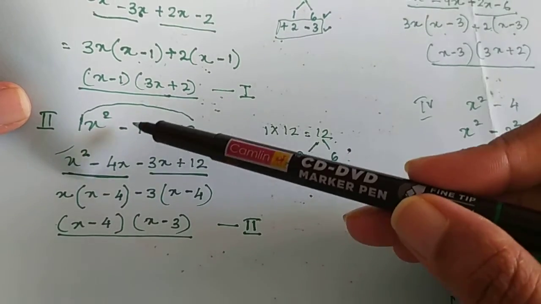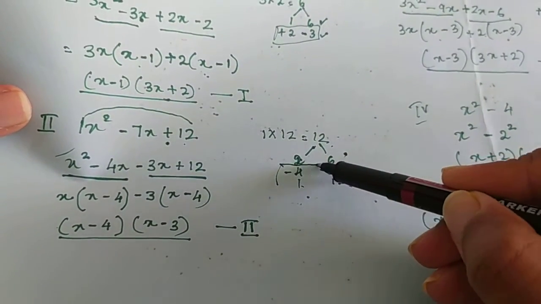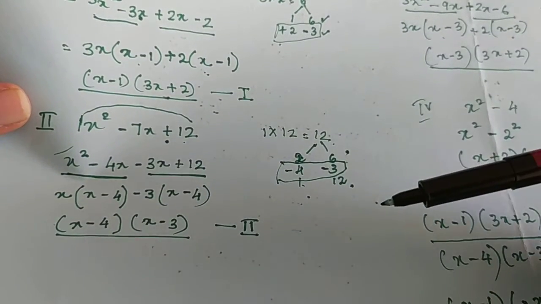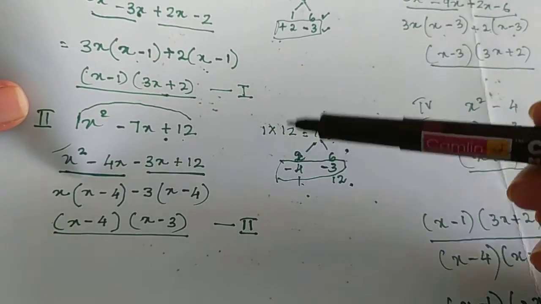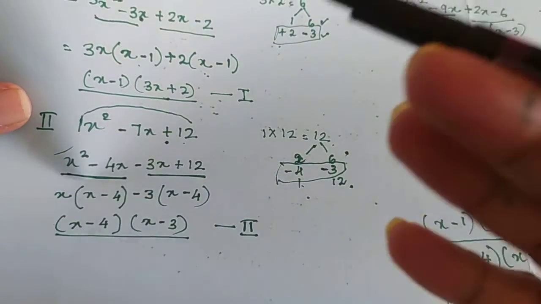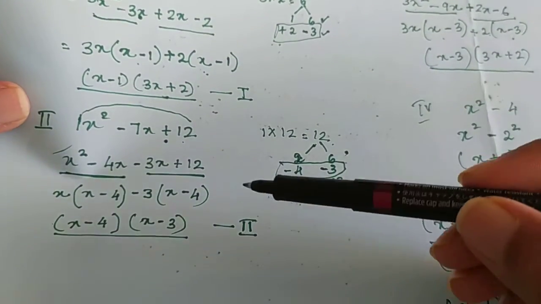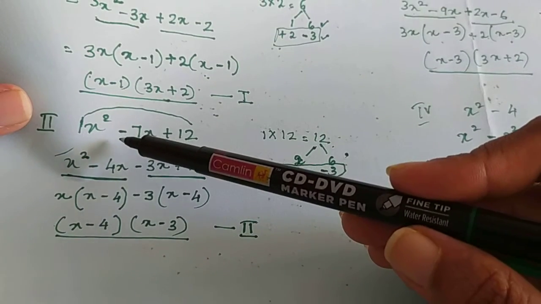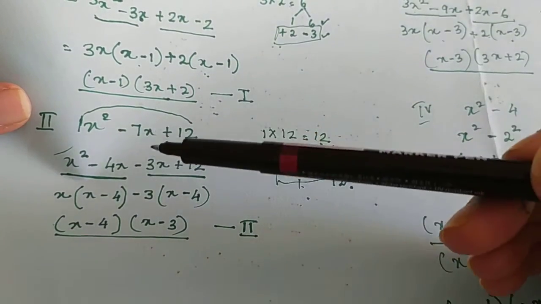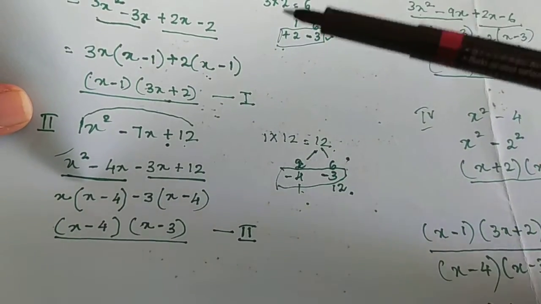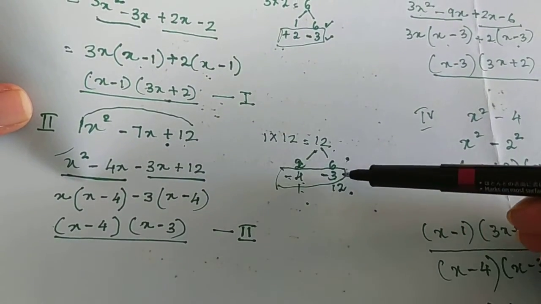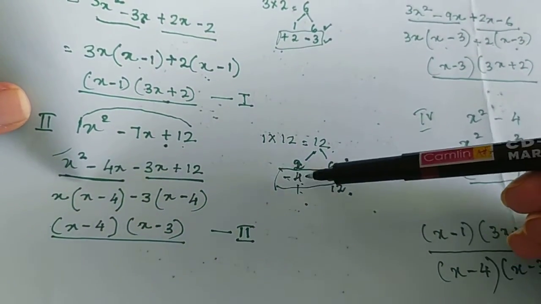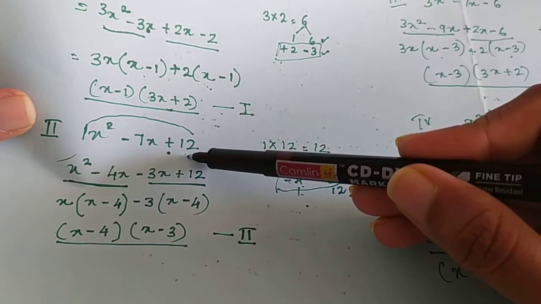Now I want the number 7, and I know the combination of 4 and 3 is going to give me 7. Now whether it is going to be plus or minus: 4 plus 3 is 7 and 4 minus 3 is 1. So I'm going to use the combination of adding both of them. But the sign over here is negative. So I'm going to use the minus and minus rule. So minus 4 minus 3 is minus 7. That's absolutely correct. And minus 4 into minus 3 is plus 12.